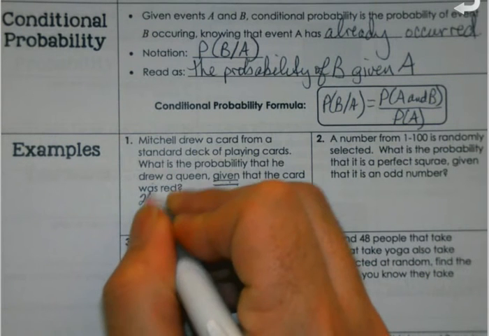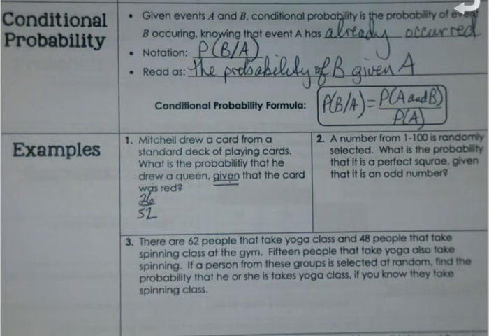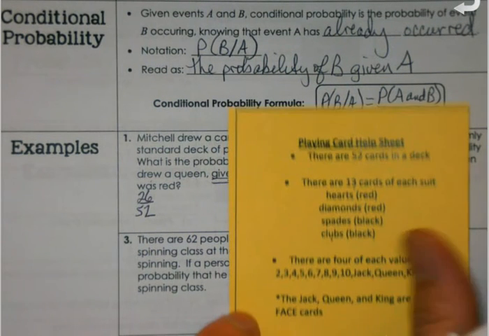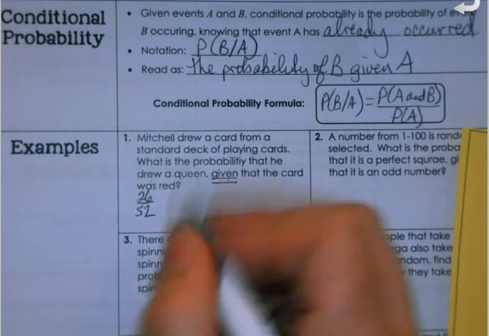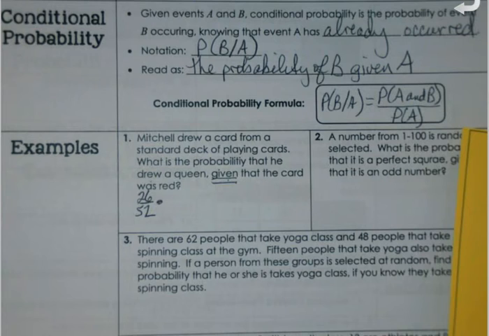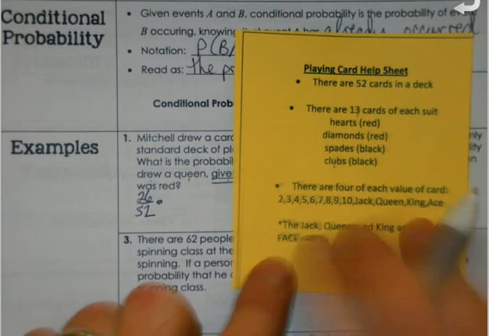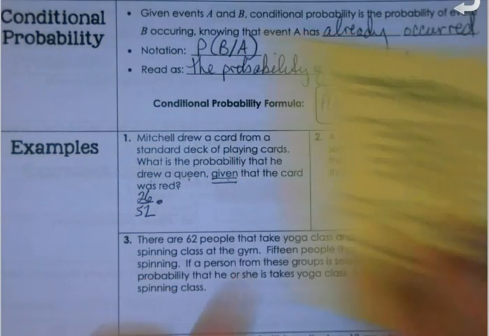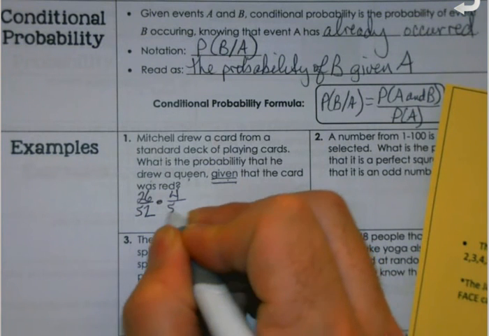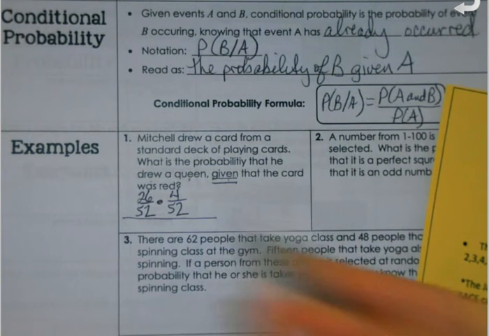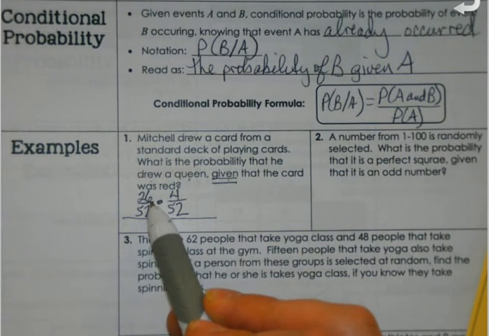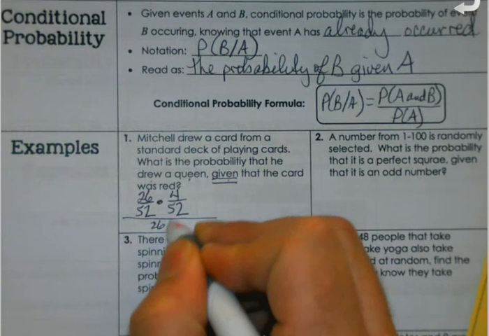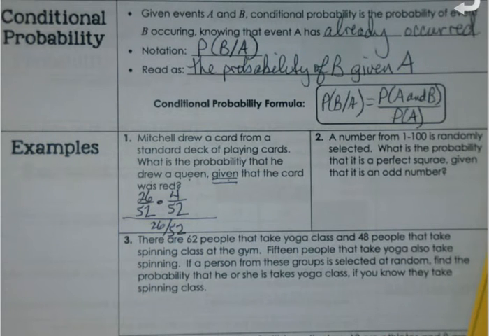So if I was thinking about a card being red, that'd be 26 out of 52. Because remember again, hearts are red, 13 of them. Diamonds are red, 13 of them. Okay? The and just means I'd multiply that by the probability of getting a queen. Okay? Queens. There's 4 of those in the deck. So I'd multiply those together, and then I would divide by my probability of A, my probability of the card being red, which is 26 out of 52.